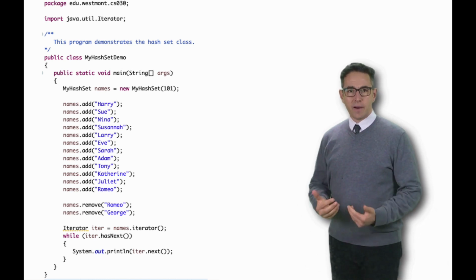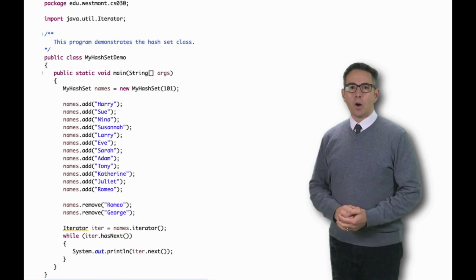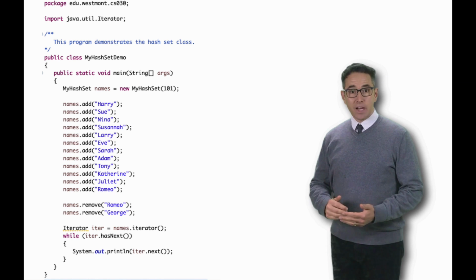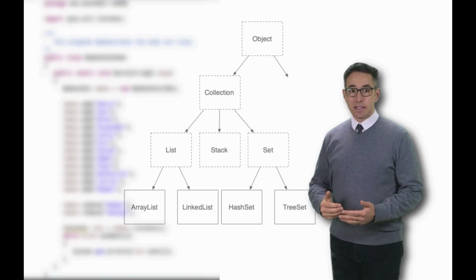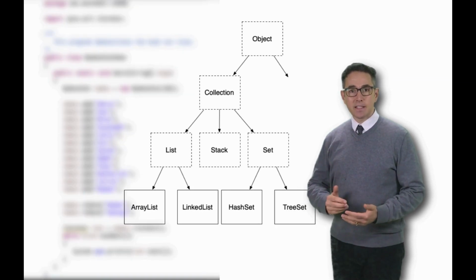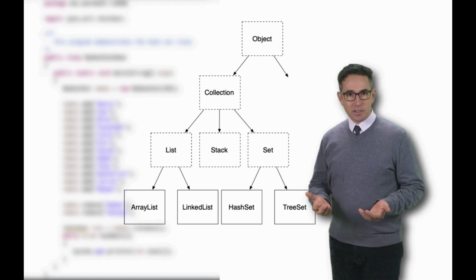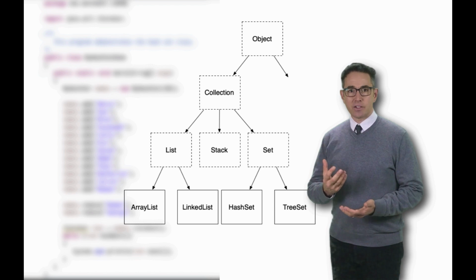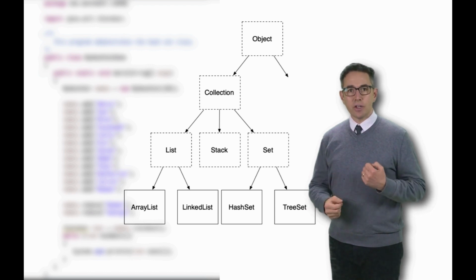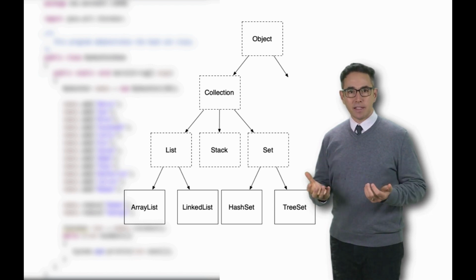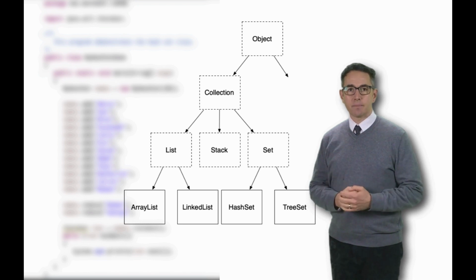In this lecture, the final lecture for Chapter 16, we're going to look at how to implement a set data structure. Previously in this chapter, we looked at how to implement a list data structure with a linked list, and we showed how you could also implement a list with an array list. Two different implementations of the idea of a list, with different kinds of behaviors.